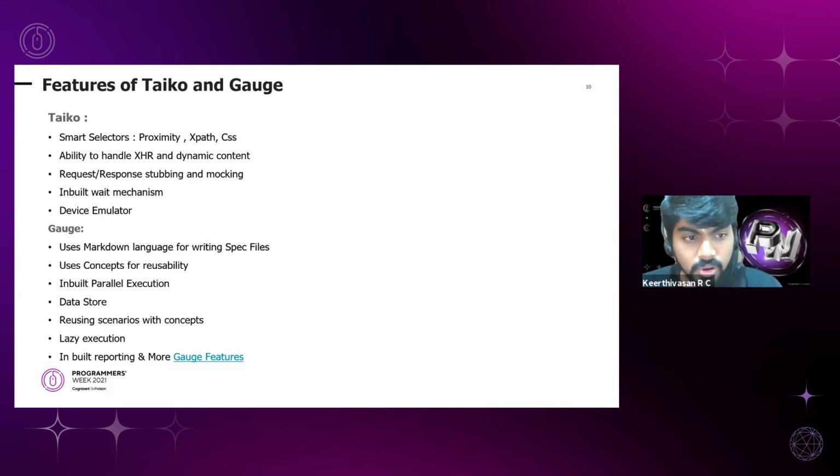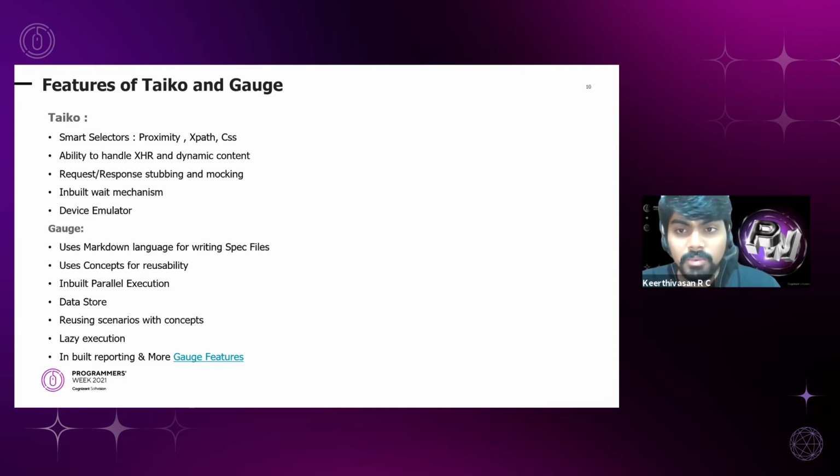So, the features of Gauge include that it uses a markdown language for writing spec files. Spec files are just relevant to your BDD feature files as well. And it has an interesting concept called concepts for reusability of code, which I can show you in the demo. And it has inbuilt parallel execution. That is the most needed one.